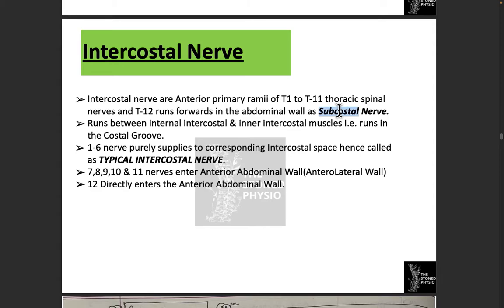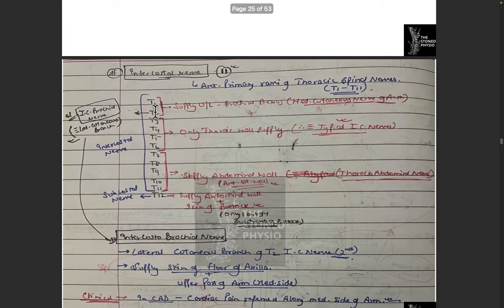Okay, why? Because here we see, if we talk about the nerve roots T1 to T11, more or less we will see, we'll talk about this in detail here, if we talk about the nerve. I hope till now everyone is clear about nerve roots.